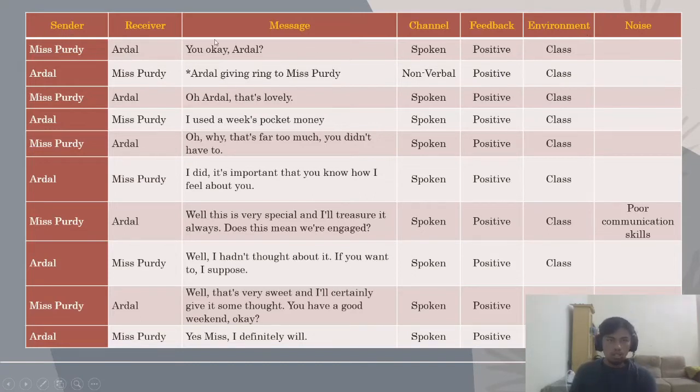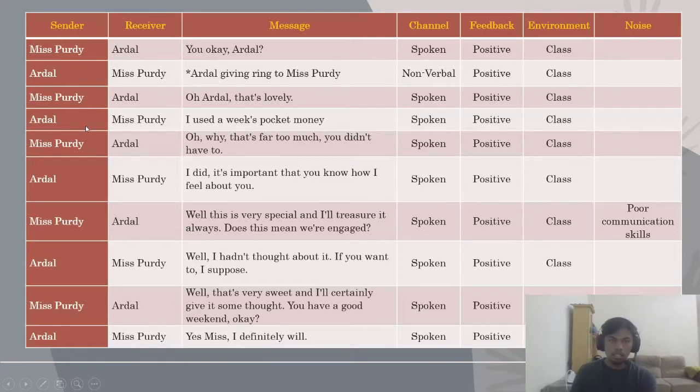First of all, Miss Purdy said to Ardil, "You okay, Ardil?" It is spoken and has positive feedback in the class. Ardil replied by giving Miss Purdy a ring, which is non-verbal communication. It also has positive feedback, meaning that Miss Purdy understands what Ardil is trying to do. Then Miss Purdy replied, "Oh Ardil, that's lovely." It is spoken and has positive feedback in the class.